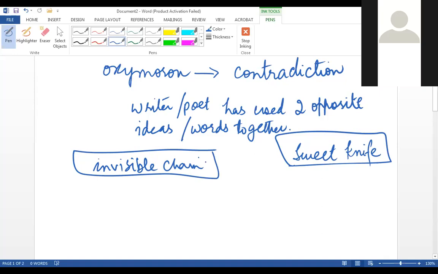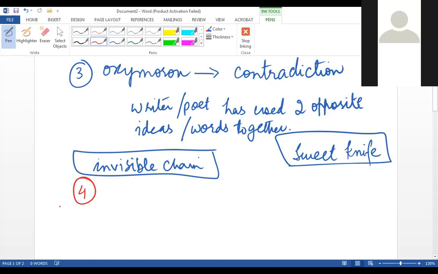So this part is known as invisible chain and sweet knife. These are the two ways in which oxymoron can be discussed. All right. Then this is point number 3. Next, we are moving on towards these.